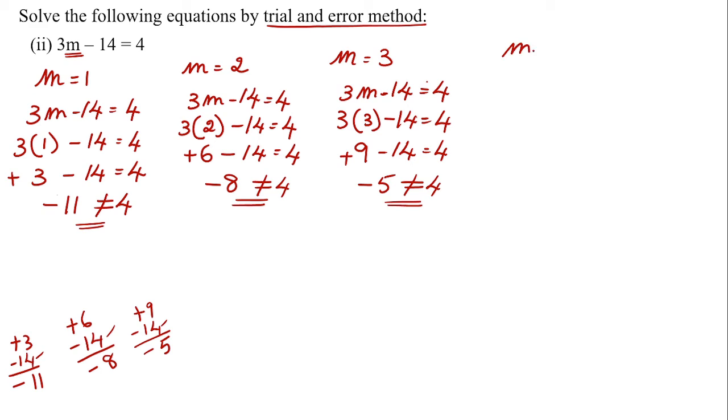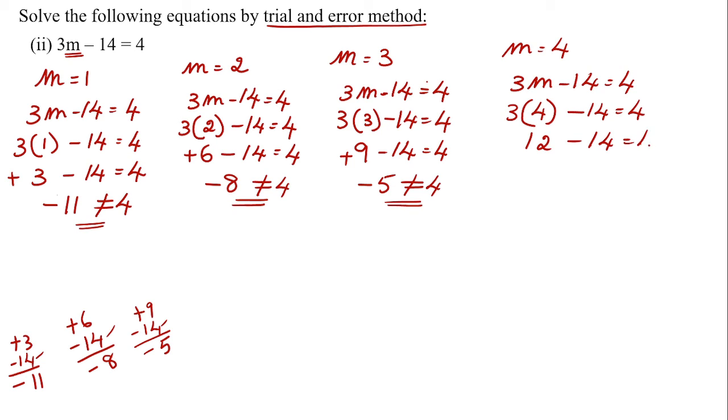Let us now assume m is equal to 4. So 3m minus 14 is equal to 4 is the given equation. Let us substitute the value of m is equal to 4. 3 4s are 12, minus 14 is equal to 4. Now if there is no sign, it is plus. So plus 12 minus 14, two different signs, put the bigger number sign and subtract. 14 minus 12 is 2. So on the left hand side we get minus 2, which is not equal to 4. As such, m is equal to 4 does not hold good for this equation.